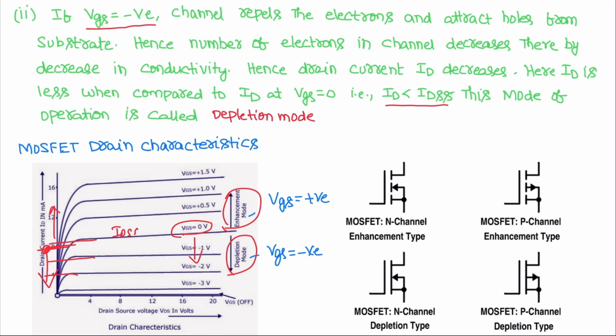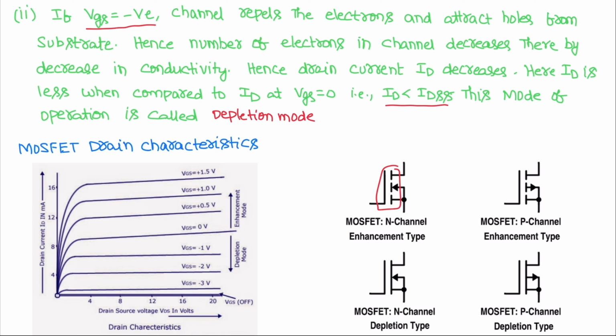This is the symbol for P channel and N channel depletion and enhancement mode MOSFET. In enhancement mode MOSFETs, the channel is discontinuous, whereas in the case of a depletion MOSFET, the channel is continuous and it can operate in both depletion mode and enhancement mode. Hence the name dual mode MOSFET.